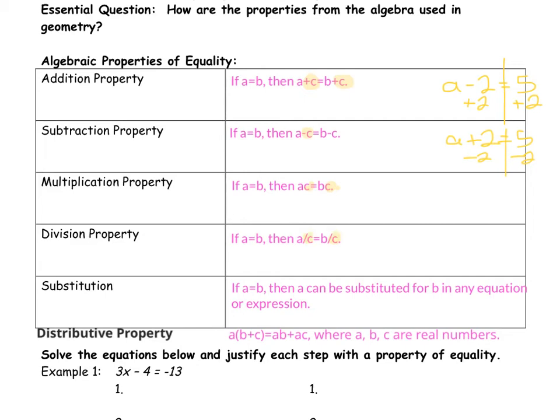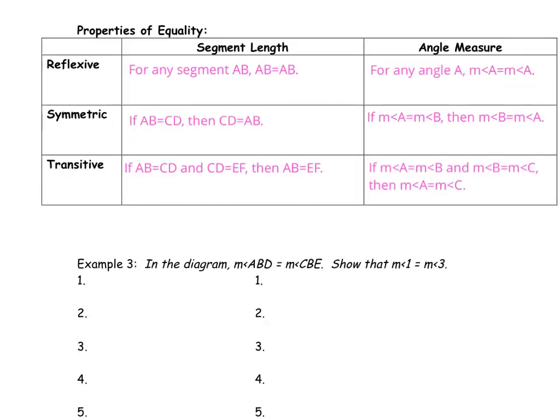Okay, substitution is also something that we cover a lot in pre-algebra and algebra. So it's just saying that if A and B are the same thing, they can be substituted for each other in any situation. And the last property that I added on here from algebra is your distributive property. So that says when you have something on the outside of the parentheses, you distribute it by multiplying it to everything in there.